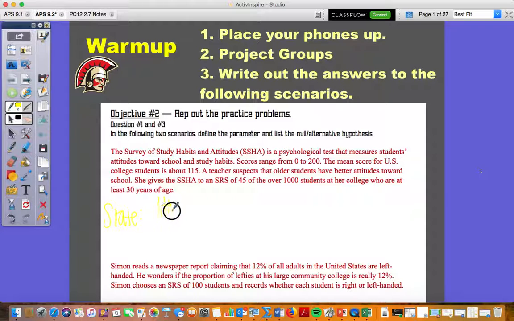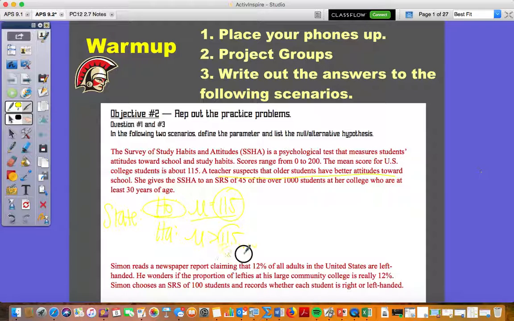So you should have gotten the null and the alternative. Remember, the null is you're innocent till proven guilty. When you do it, remember, it's either true p or true mu. For the first one, we're going to say our mu is 115. The counter argument is that she suspects they have better attitudes, meaning mu is greater than 115.